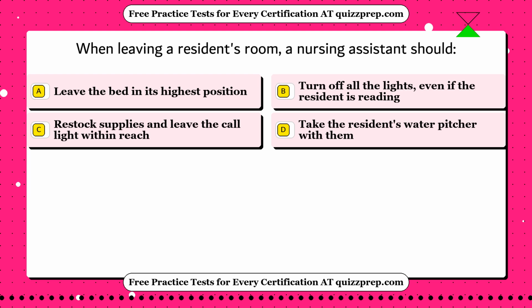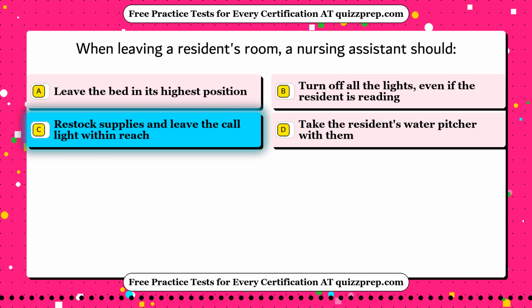Question 63. When leaving a resident's room, a nursing assistant should: option A, leave the bed in its highest position. Option B, turn off all the lights, even if the resident is reading. Option C, restock supplies and leave the call light within reach. Option D, take the resident's water pitcher with them.